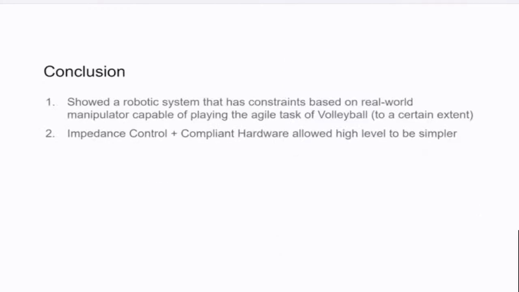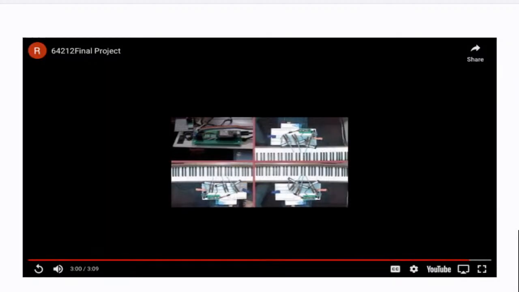In conclusion, we were able to show a robotic system that uses constraints based on real-world manipulators, and it's capable of playing the agile task of volleyball. Second of all, we have seen that impedance control plus compliant hardware has allowed the high level to be simpler. We are simply using constant acceleration, linear trajectory. Good.